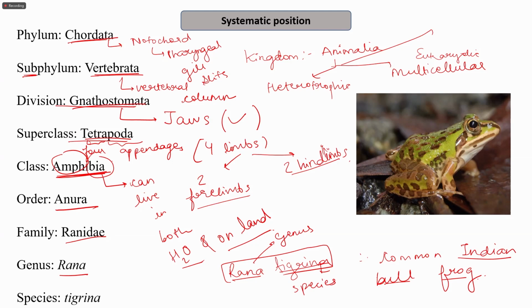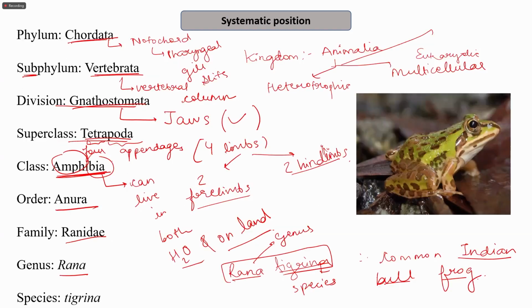So phylum is Chordata because of the characteristics like it has notochord or pharyngeal gill slits at least at one point of its lifetime. Subphylum is Vertebrata, division is Gnathostomata, superclass is Tetrapoda, class Amphibia, order Anura, family Ranidae, genus is Rana, and species tigrina.